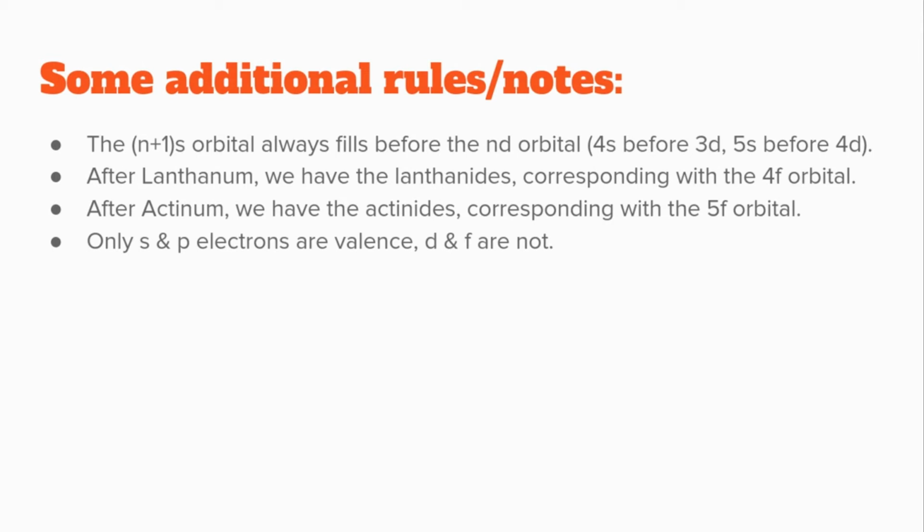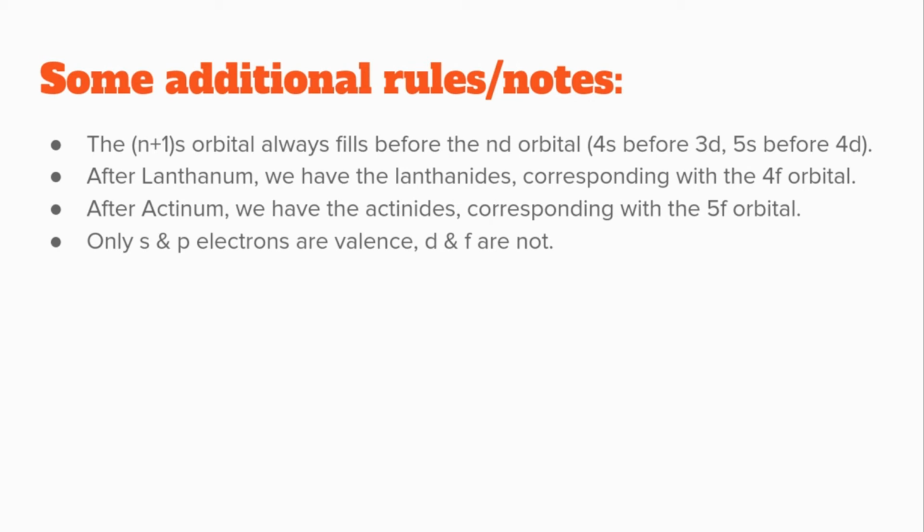A couple of additional rules about electrons filling the orbitals. So the (n+1)s orbital always fills before the nd orbital. So for example, 4s fills before 3d. 5s fills before 4d. You should remember this from doing electron configurations. Once we get to lanthanum, we have the lanthanides, which is the 4f orbital. And after actinium, we have the actinides, which is the 5f orbital.